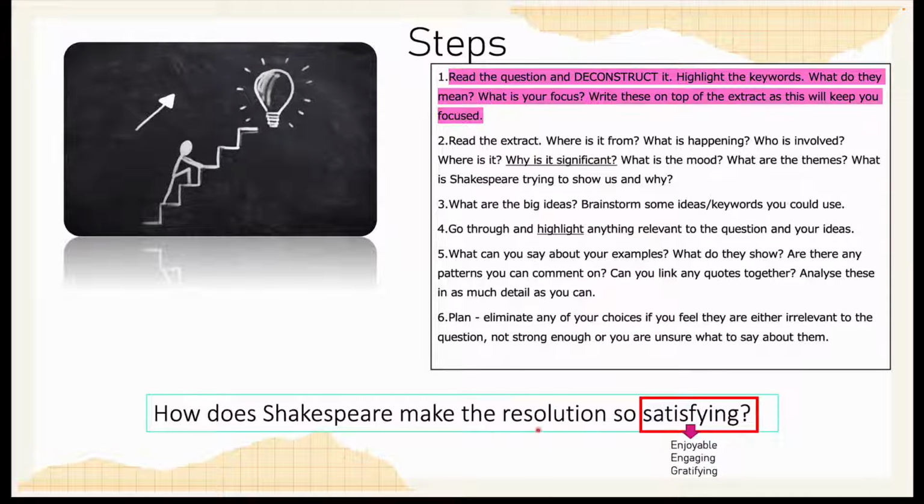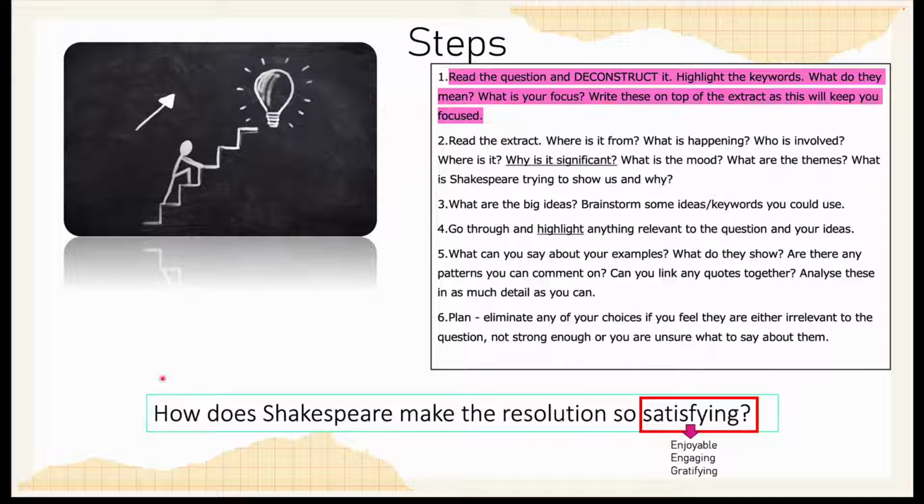So here we know our focus is the resolution, and then we're thinking about the way in which it's presented to us as being a satisfying resolution. And that is going to need you to look back at your knowledge of the play, really think about how you're brought to this point, the different stages that you as an audience have had to come through, and why at this point it does seem like a satisfying resolution, a satisfying end point.